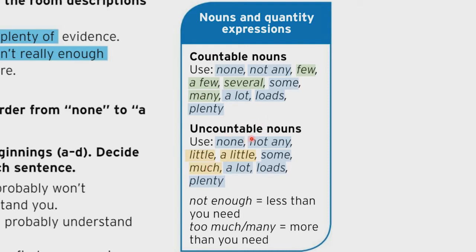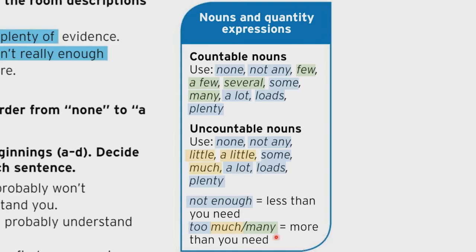Alright? Then when we say not enough, it's also for countable and uncountable, and this means that it is less than you need. Also, you can say enough only in affirmative for both types of nouns. And then if you say too, well, it depends. If you say too much, it is for uncountable. But if you say too many, it is for countable. But when you use the word too, it's because there is more than you need. Okay, when you say not enough, it's less than you need. And when you say too much or too many, it is more than you need.